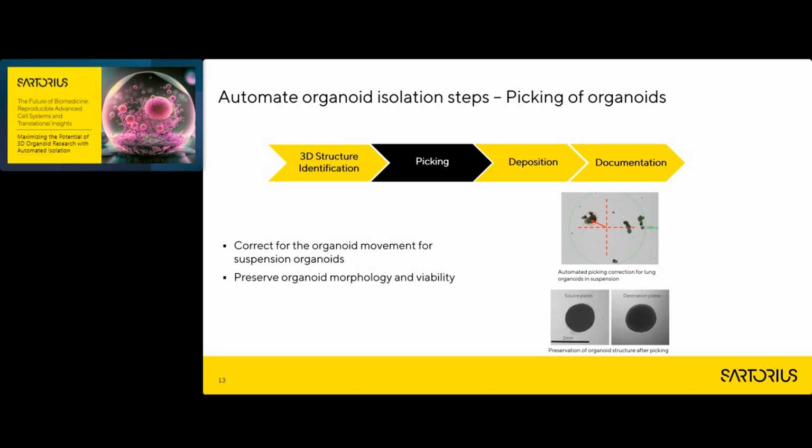Importantly, the picking process also must preserve the organoid morphology and viability, as affecting these parameters will significantly impact the organoid response in drug screening. The bottom right panel shows unchanged morphology of organoids before and after picking using the Cell Selector Flex platform.